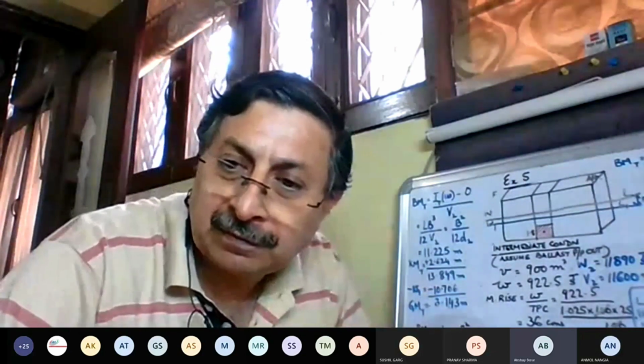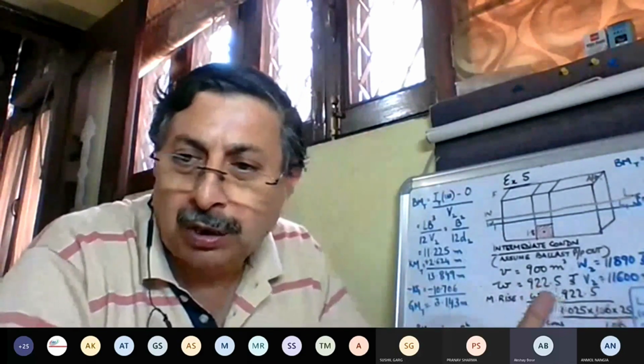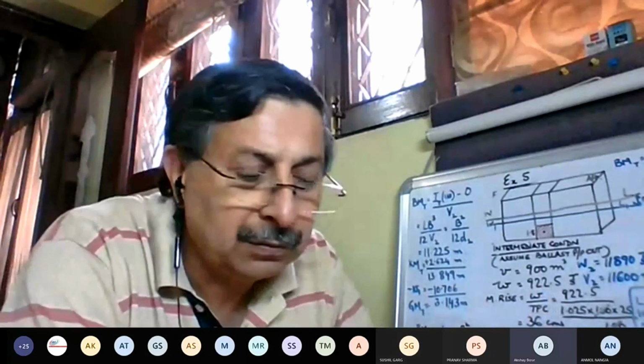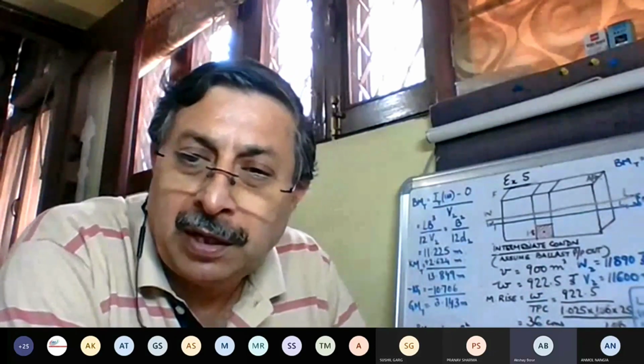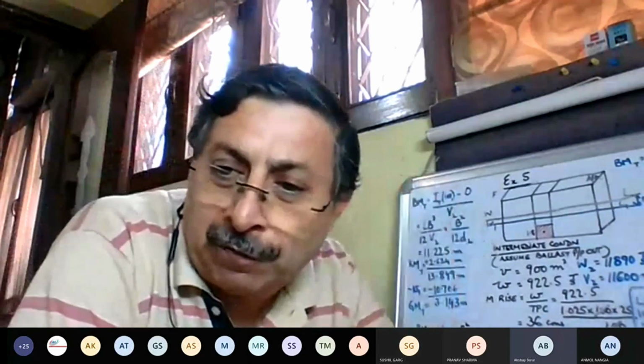Now I open my sea chest valve. What am I doing? It's like creating a hole. मैंने अपना sea chest valve खोल दिया. So it's like a hole I've created on the ship side. And now my GM has become 3.15, 3.143. My GM has increased because I've opened my sea chest valve.